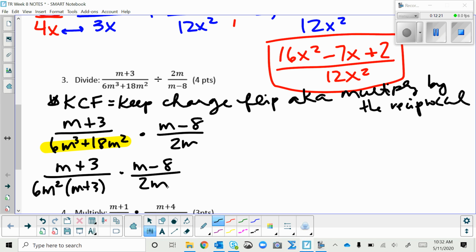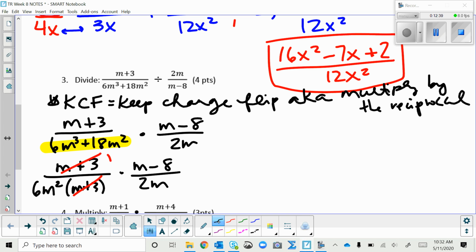Now look at that first fraction. What is the same on top and bottom now that can be canceled? The m plus 3, right? And anytime you divide something by itself, what are you left with? You're not left with 0, you're left with a 1.